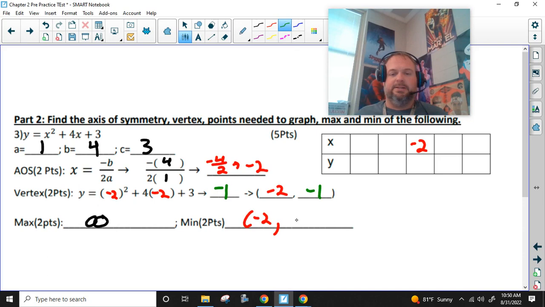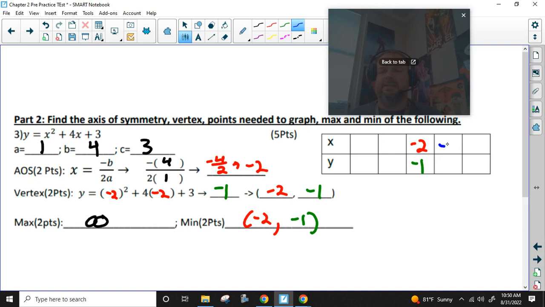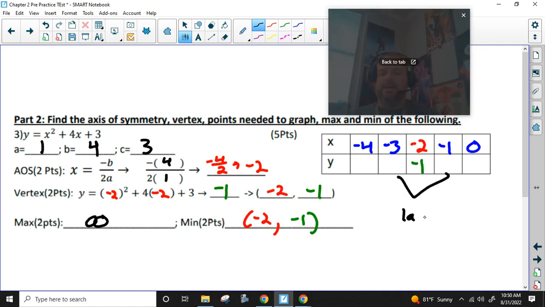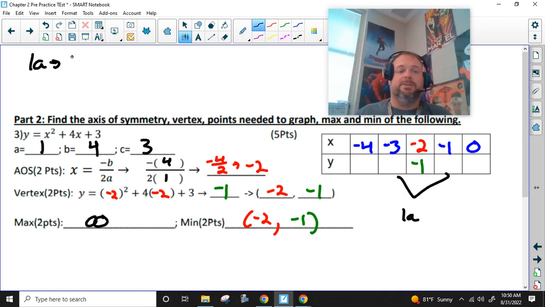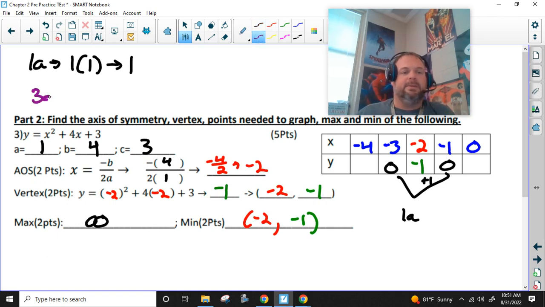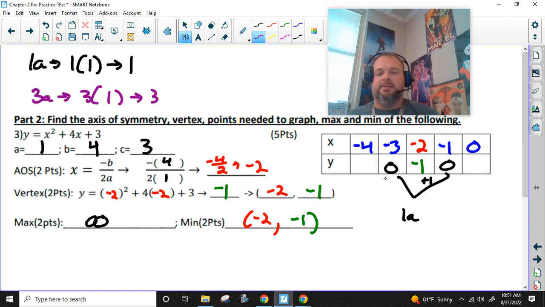Okay. So -1 goes here. -1 goes here. -1 goes here. All right. -1, 0. -3, -4. All right. Again, this is 1A. Well, this is 1 times 1, which is 6. No, it's 1. So what's -1 plus 1? 0. And then 3A, 3 times 1 is 3. So I add 3 and we get 3.